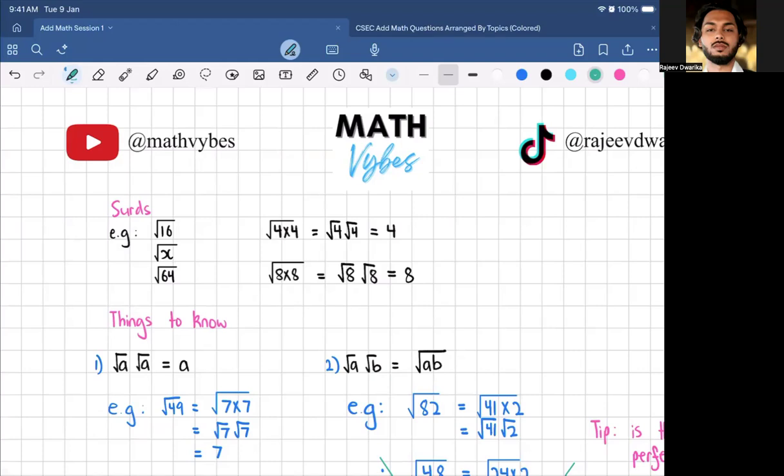Isaiah, did you always know that you should have used perfect squares, or you just used to wing it? Sometimes I just use perfect squares. Sometimes you just wing it. Okay.